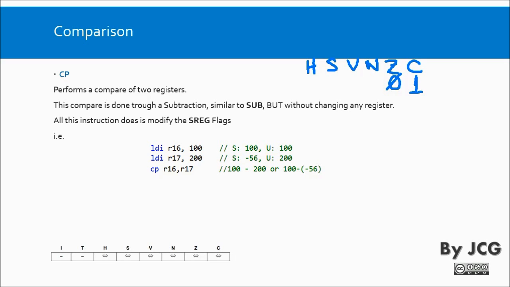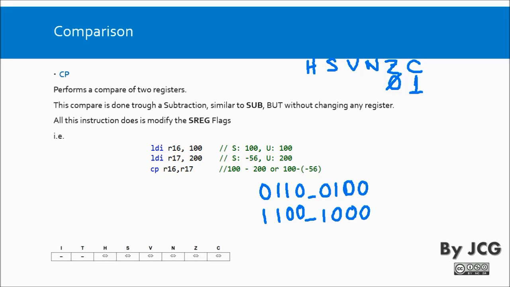For the following 4 flags, we actually need to perform the operation. So what I'm going to do is perform 100 minus 200, and see how these flags behave in the process. So here we have the binary value of 100 and the binary value of 200. And we're going to start subtracting these values.